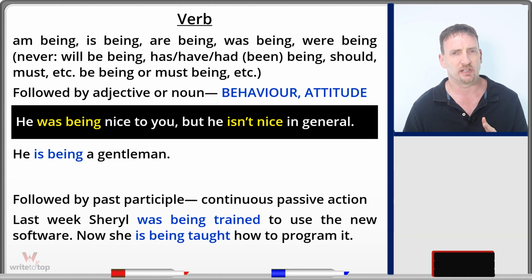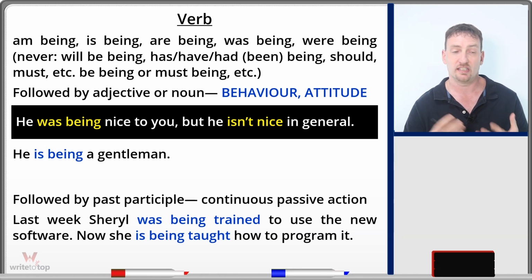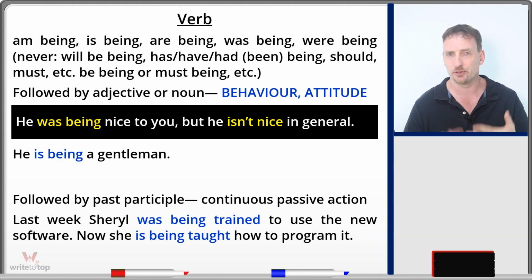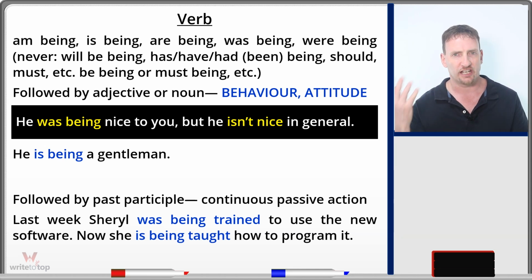Two things you have to be careful about here. One is behavior. He was being nice to you. He was doing things that made you think he's nice, but he isn't nice in general. He is not a nice person. He was just being nice to you. Maybe he likes you. Maybe he wants to get something from you. So his behavior, his actions towards you might make you think he's nice. But generally, in other situations or to other people, he is not a nice person.